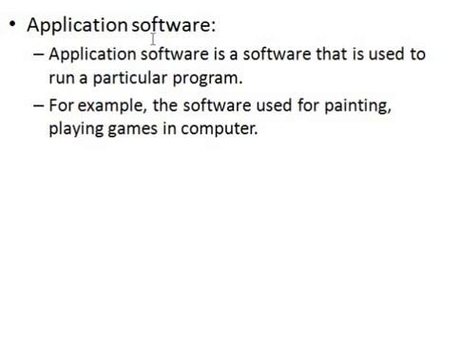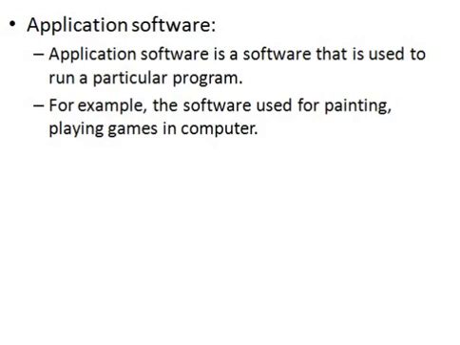Second type, application software. Application software is software that is used to run a particular program. For example, the software used for painting, like MS Paint and Tux Paint, are all painting software. The games you play on your computer are also application software.